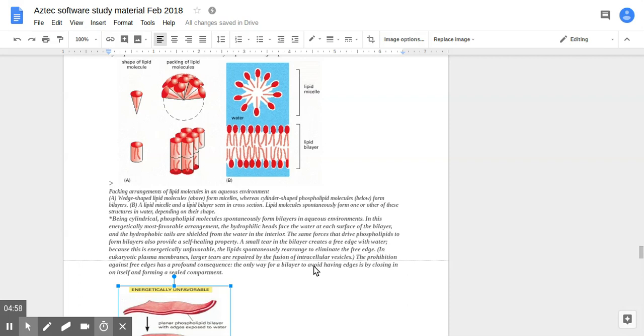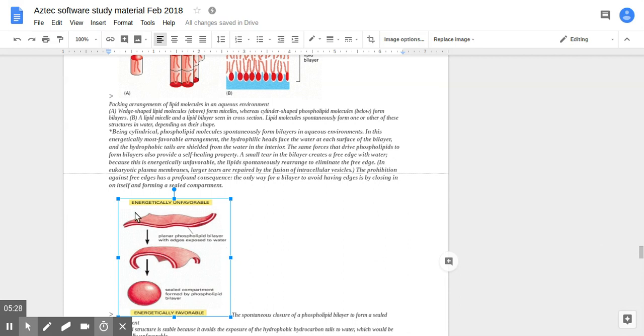Because this is energetically unfavorable, the lipids spontaneously rearrange to eliminate the free edge. In eukaryotic plasma membranes, larger tears are repaired by the fusion of intracellular vesicles. The prohibition against free edges has a profound consequence. The only way for a bilayer to avoid having edges is by closing in on itself and forming a sealed compartment.